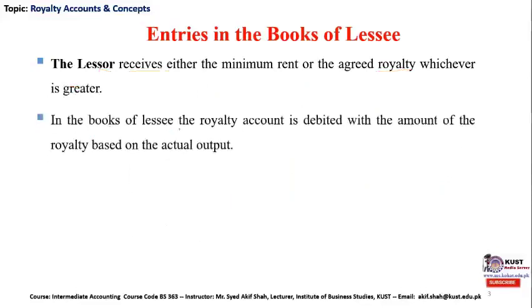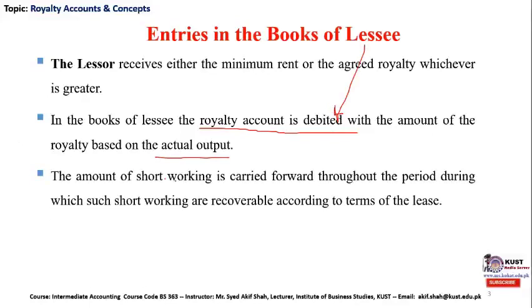In the books of lessee, the royalty account is debited, since this is an expense account for the lessee, with the amount of royalty based on actual output, as we have explained in the previous example. The amount of short working is carried forward throughout the period during which such short workings are recoverable according to the terms of lease. In order to have full grip and understanding of this lecture, I strongly urge you to listen to my previous lecture for the important concepts pertaining to the royalty accounts.